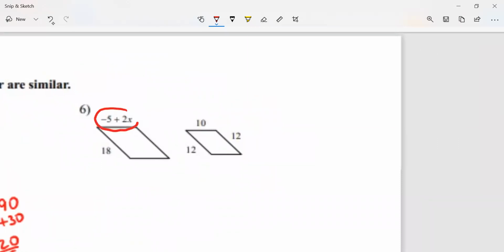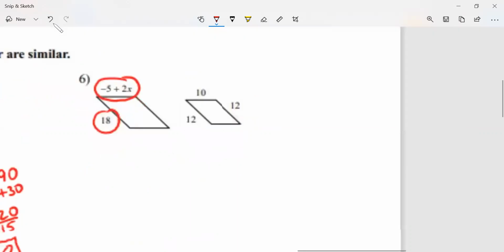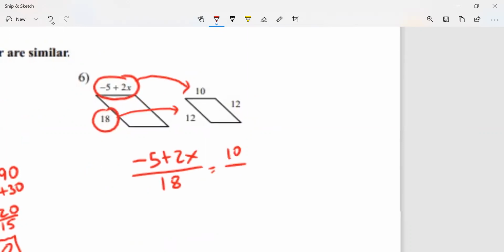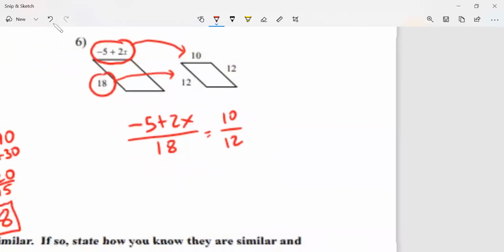From this polygon, let me circle the two values that I'm going to use. Negative 5 plus 2x over 18. Negative 5 plus 2x goes with 10. 18 goes with 12. I can simplify 10 over 12. I could just call it 5 over 6. Right? I can simplify, but what if you don't want to simplify? If you don't simplify, you're going to deal with bigger numbers, but you don't have to simplify here.